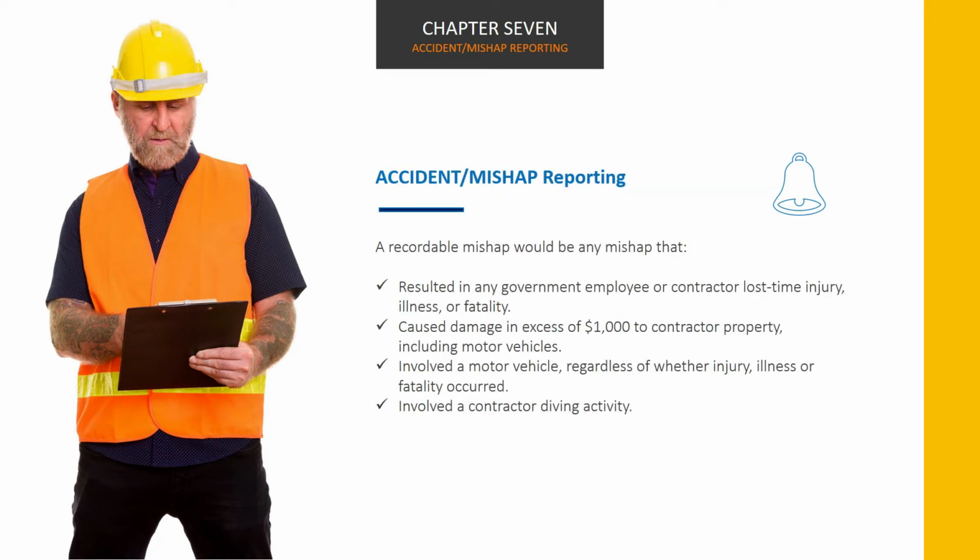A recordable mishap would be any mishap that resulted in any government employee or contractor lost time injury, illness, or fatality, caused damage in excess of $1,000 to contractor property, including motor vehicles, involved a motor vehicle, regardless of injury, illness, or fatality occurred, or involved a contractor diving activity. All mishaps meeting any one of the following criteria must also be reported on ENG Form 3394, which may be obtained from your USACE representative.